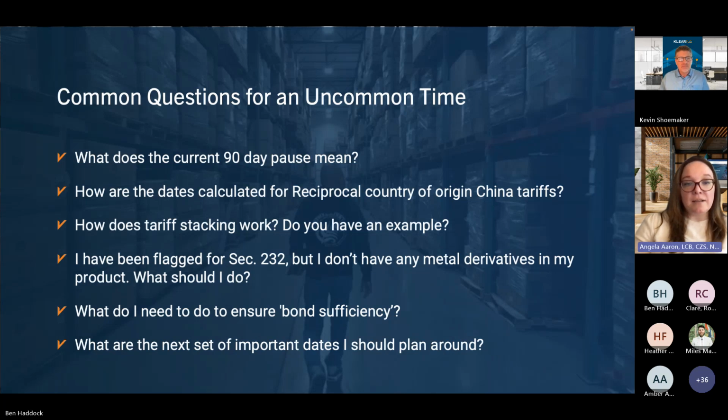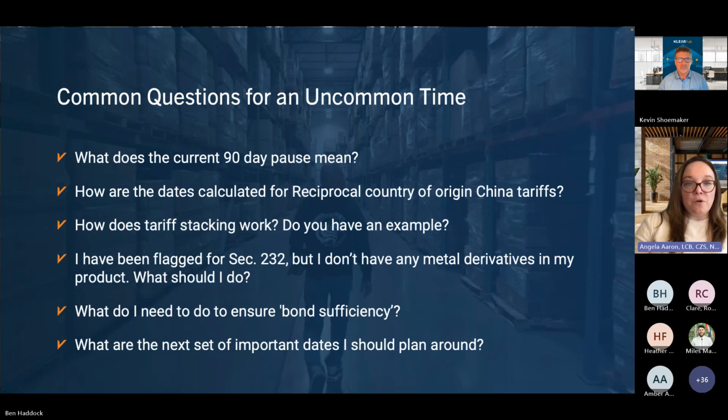So the 90-day pause takes us to about July 8th. So those country-specific rates that were announced in the Rose Garden, we could see those come back in July. We could see those adjusted based on the negotiations that are ongoing between the U.S. government and the foreign governments. Anything could happen between now and July 8th, but that's a big milestone we're watching.